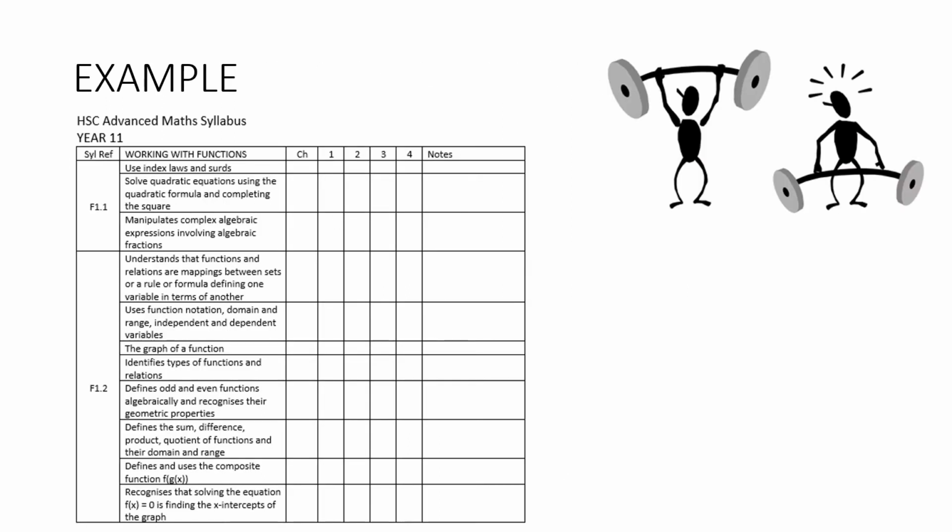So I'm going to pretend that I'm a Year 12 student and I'm going through this list. Uses index laws and surds. I'm going to give myself a 2 for that. I'm pretty good at index laws. I'm not great at surds. I'm going to put that over there. Solves quadratic equations using the quadratic formula and completing the square. Again, pretty good at quadratic formula, not so good at completing the square. Manipulates complex algebraic expressions involving algebraic fractions. No, I'm terrible at that.